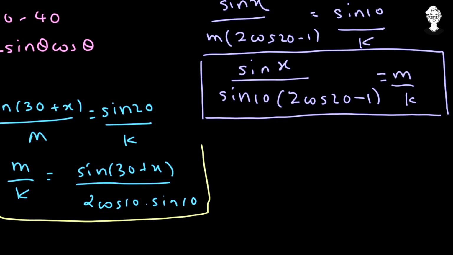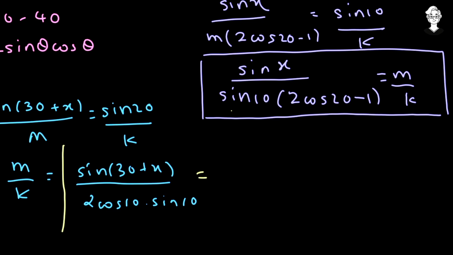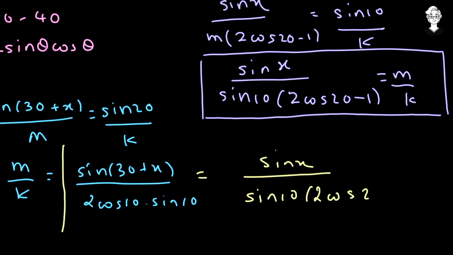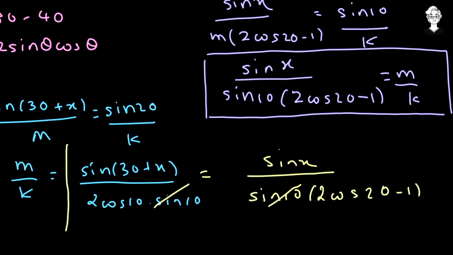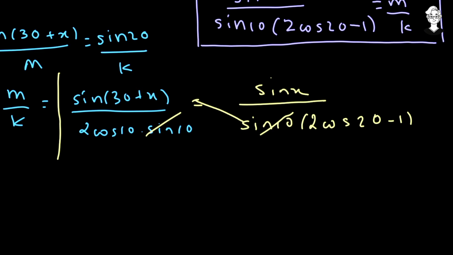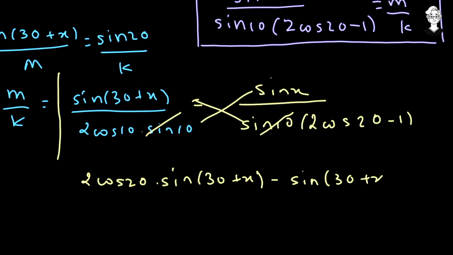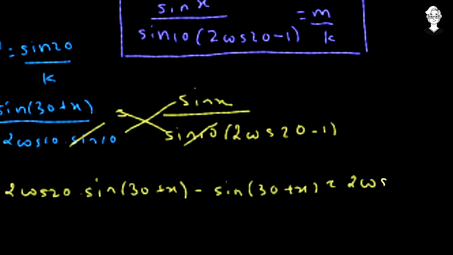So we have this equation and we already have this equation, and in both we can see that one of the sides is equal to M upon K. So we can compare their other sides. So the other side of one of them is equal to this, and I'm just bringing this one close to it. So this is equal to sine of X upon sine of 10 into 2 times cos of 20 degree minus 1. I'm not writing that degree sign, you just understand. So sine of 10 got cancelled out, we can do cross multiplication. So this multiplied over there, that multiplied over there. So what we will have is 2 times cos of 20 degree into sine of 30 plus X minus sine of 30 plus X is equal to 2 times cos of 10 into sine of X.